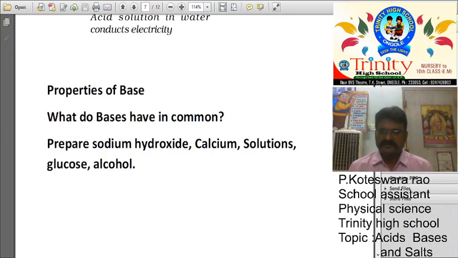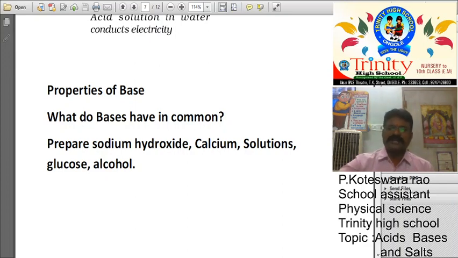Once again, here also we want to ask one question. Do all substances act as bases? We want to take some examples: sodium hydroxide, calcium hydroxide solutions, and glucose, alcohol solution once again. In which condition is the bulb glowing?